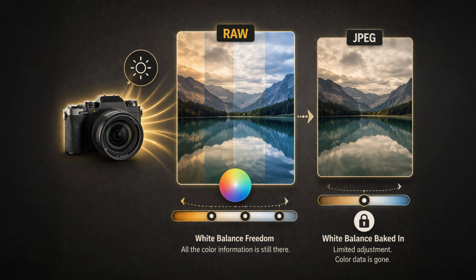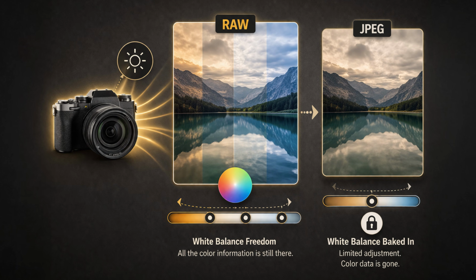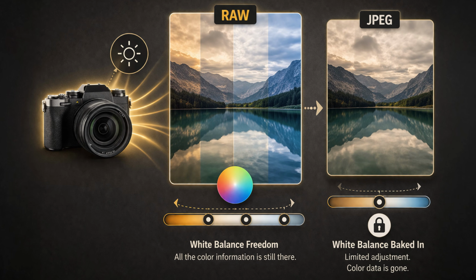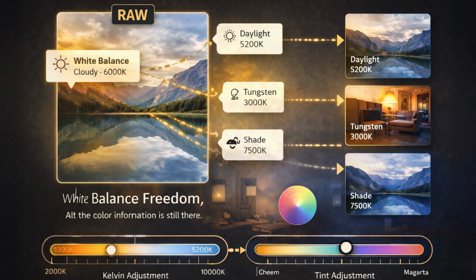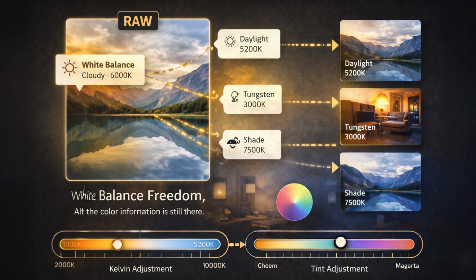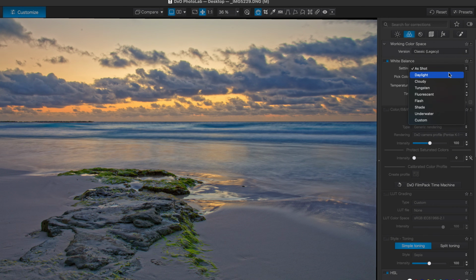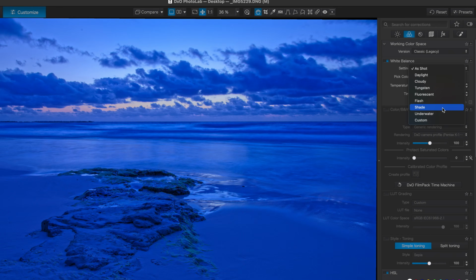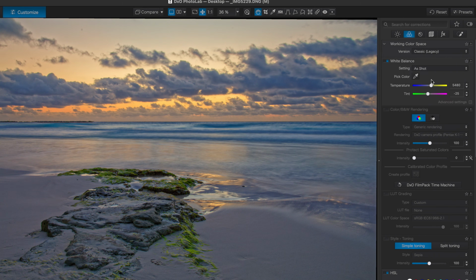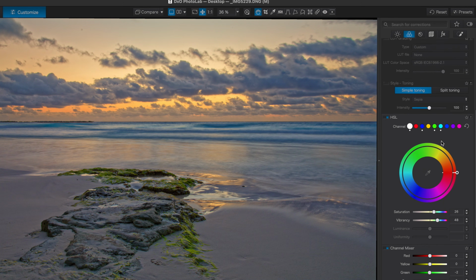JPEG bakes the white balance into the file. Whatever your camera chose, or whatever you set it at, is now part of the pixel data. You can shift it slightly in post, but the underlying color information is gone. In a RAW file, white balance is metadata. It's a note attached to the image, not burned into it. You can change it completely in processing without any penalty to the image quality. Kelvin values, tint, color cast for mixed lighting indoors, blue shift of deep shade, all of this is adjustable after the fact. The full color data of the sensor is still there.